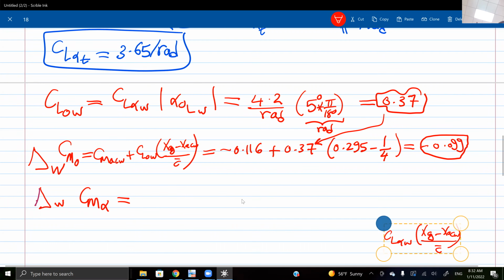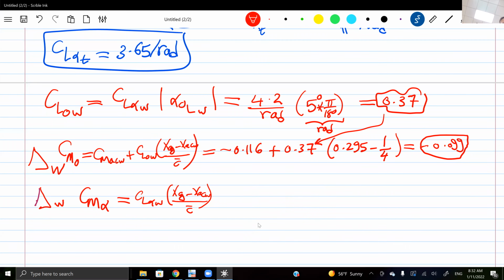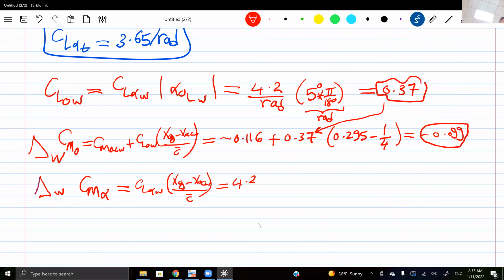Okay. So this is delta wing Cm alpha, and when everything is ready, I'm going to simply substitute the lift curve slope. I already got it. It was 4.2 per radians times the difference in the x's. This was 0.295 minus quarter. This is exactly the same. So I got the Cm alpha thing.